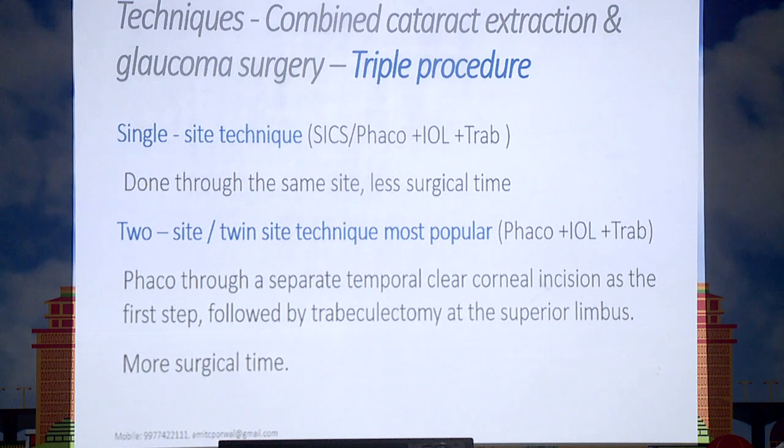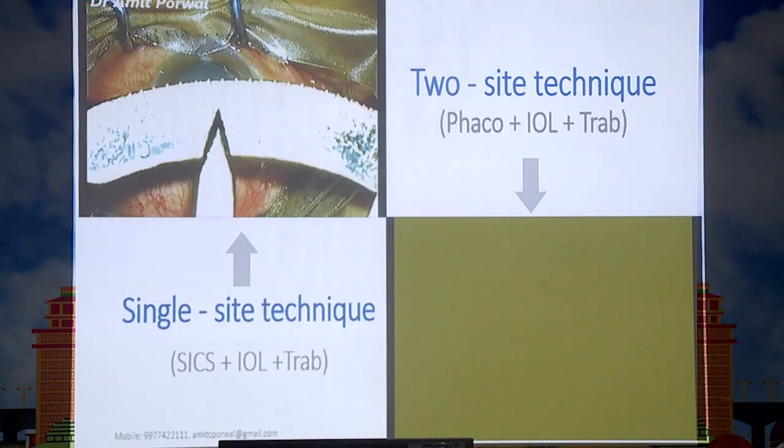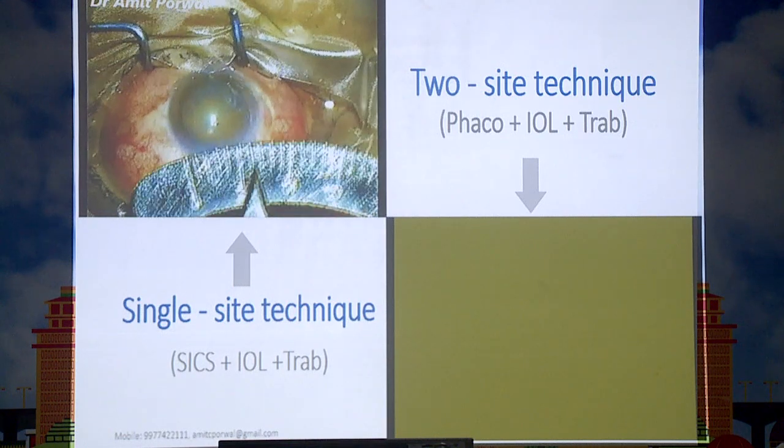Coming to the triple procedure, that is the combined surgery, you have the single site technique and the dual site technique. In the single site technique, the cataract surgery and the trab are done at the same site, usually the superior site. You can combine SICS or phaco with the trab. If it's a twin site, then that is usually preferred because most of us are temporal phacosurgeons. So cataract is done through the temporal side and the trab is done at the superior side. Both of them give IOP reduction, and the difference is not statistically significant. The only thing is the surgical time required for the combined twin site surgery is a bit more. So I'm going to show you simultaneous videos of these two combined surgeries.